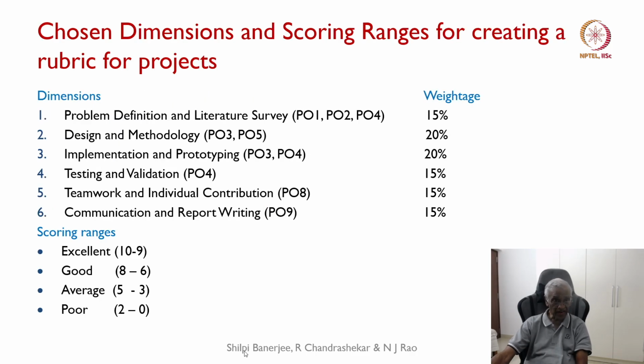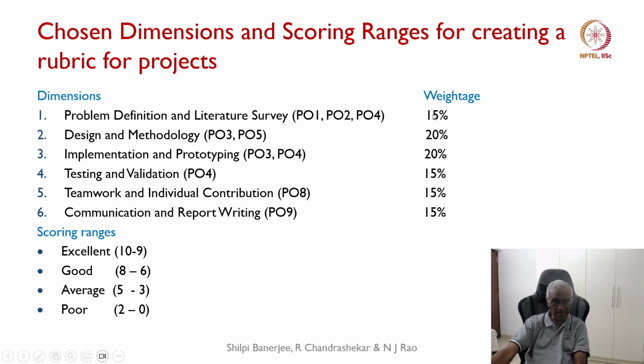Now here, out of the 8, we have chosen 6 of them for creating a rubric. It is not that the others are not important, but if you have to make a choice, let us say I want to use only 5, then you have to decide which 5 dimensions you want to address. Here we have chosen problem definition and literature survey, design and methodology, implementation and prototyping, testing and validation, teamwork and individual contribution, and communication and report writing.